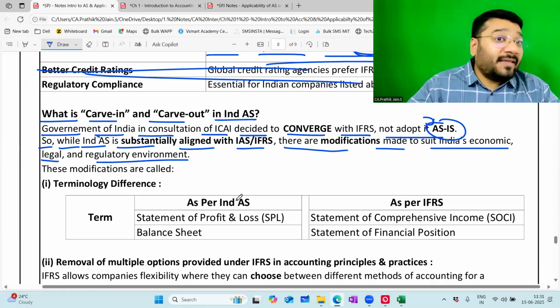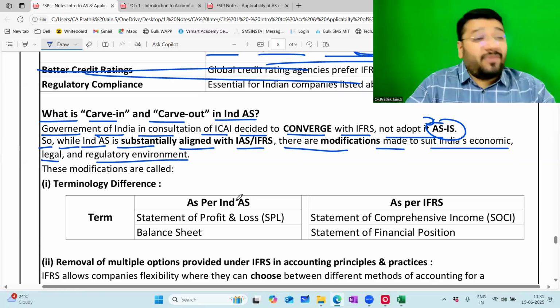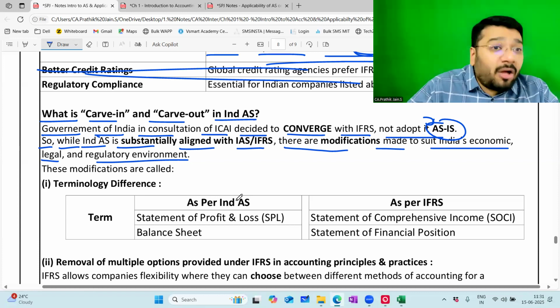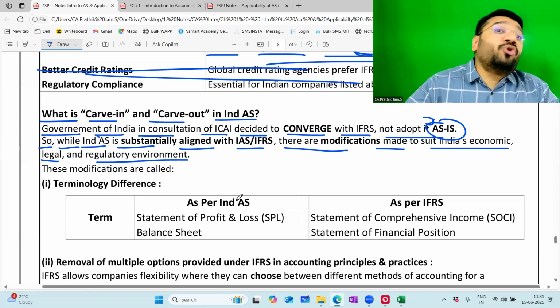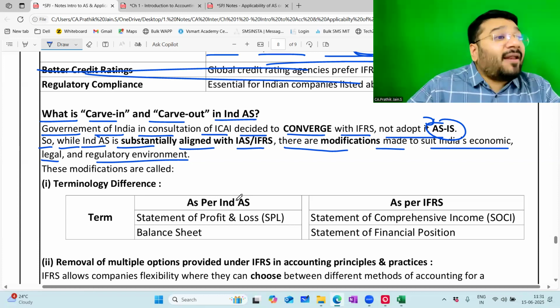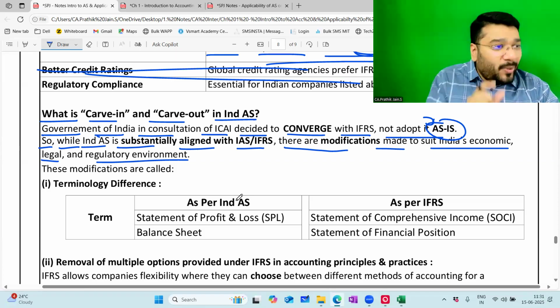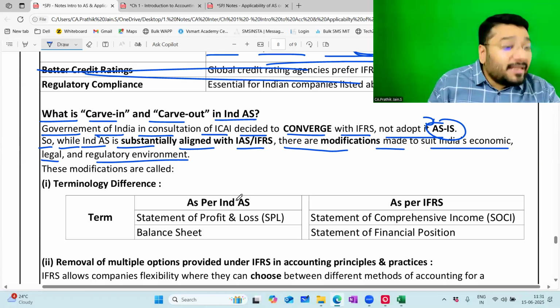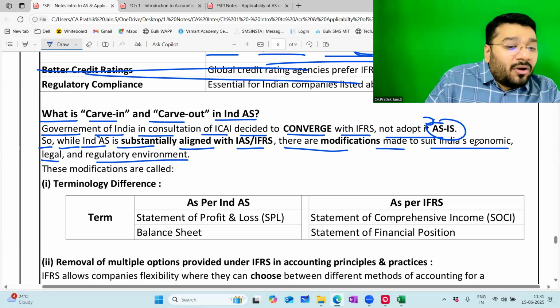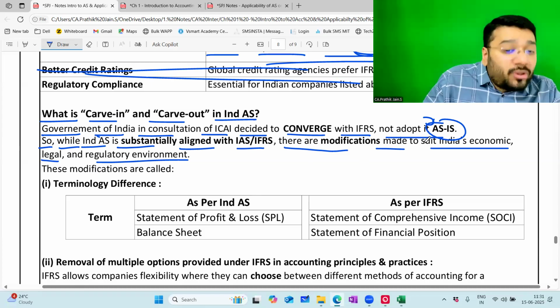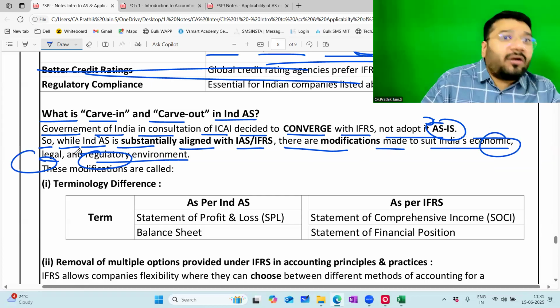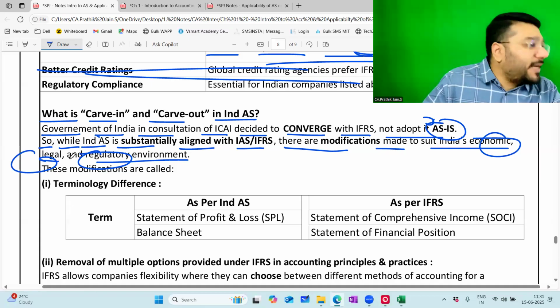But we were very clear that we wanted to take our business to the international level. So to meet that objective, what did we do? We came out with a new standard called Ind AS, where we tried to match our language with the foreign language at least 80 to 90%. But still there is a difference, no? 20% there is still a difference. That difference is because that 20% did not suit our economic, legal, and regulatory environment. So we modified it. That is what this point is trying to say.